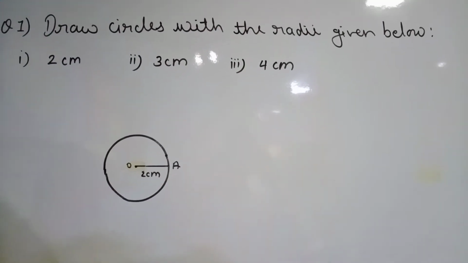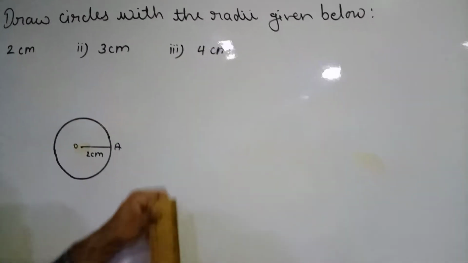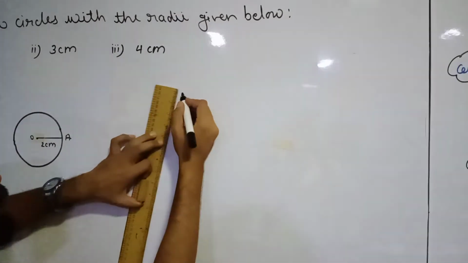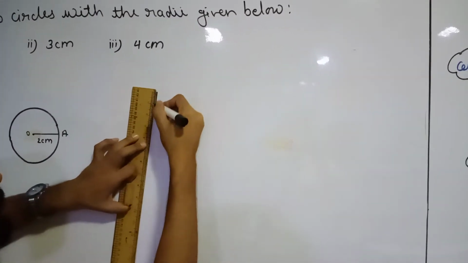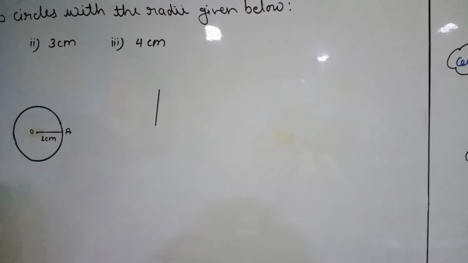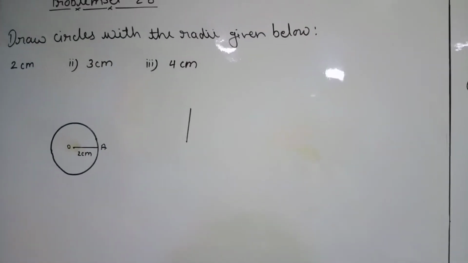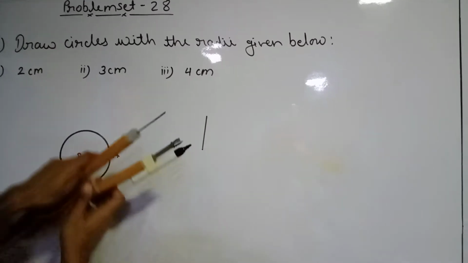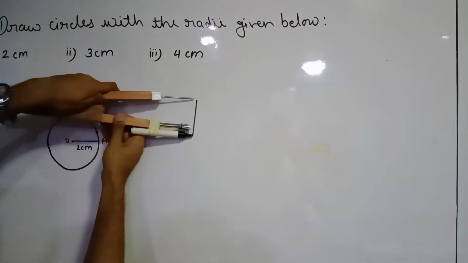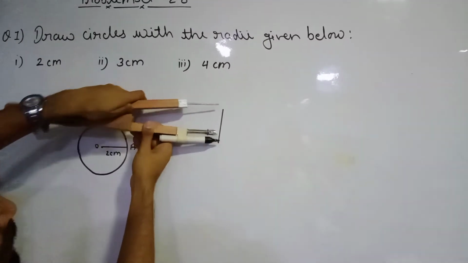The next we have 3 centimeter. So again we have to draw a line segment of 3 centimeter. Yes, we drew it. Now again we have to measure this line segment in our rounder. So this way we measure.